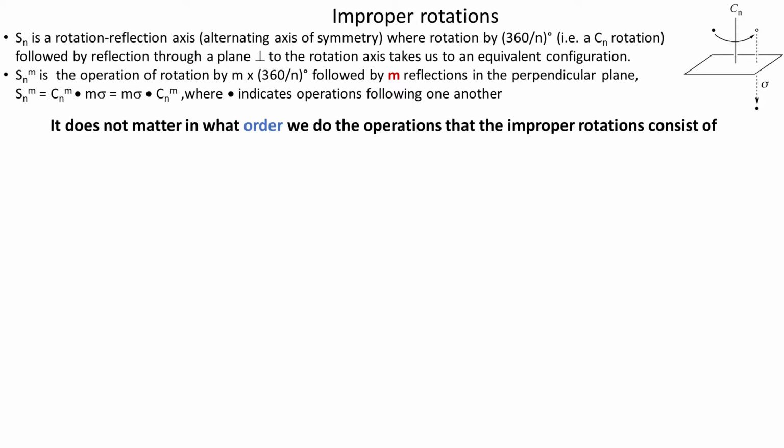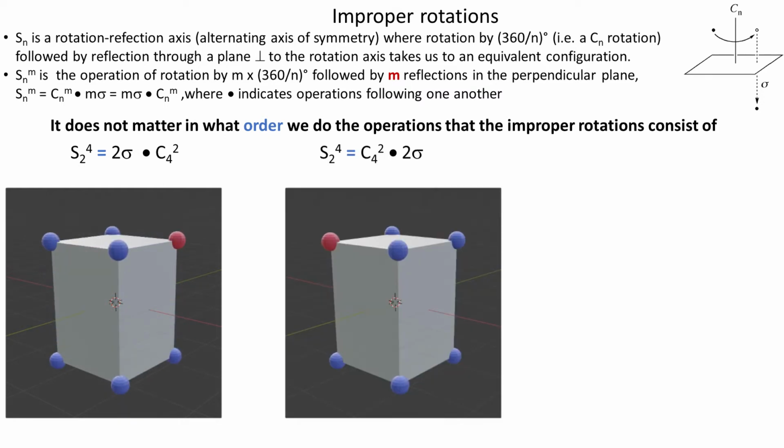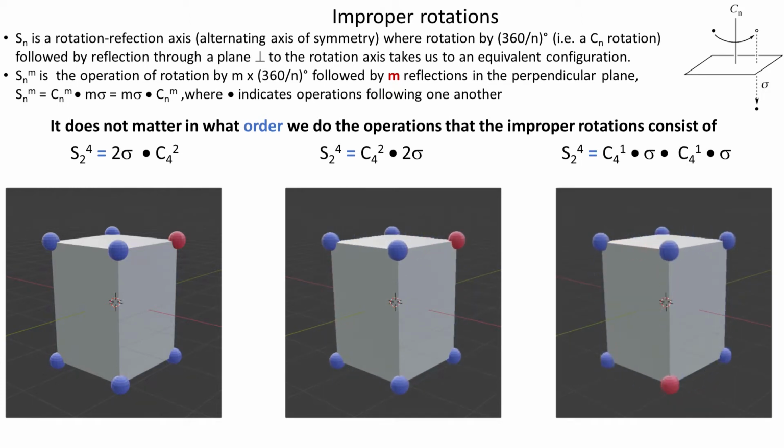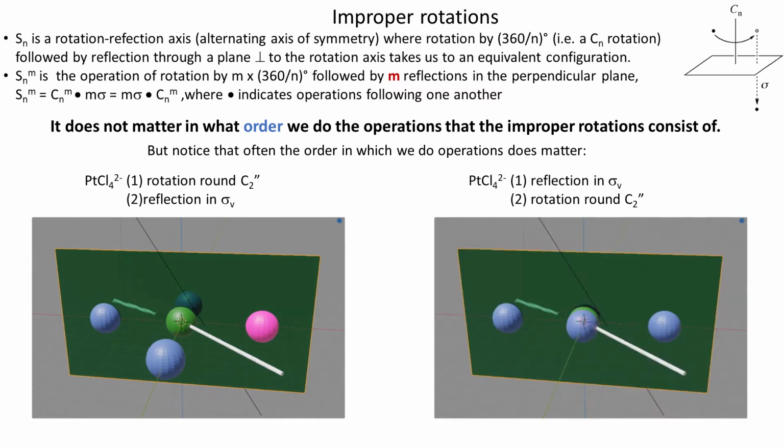It doesn't matter in what order we do the operations that the improper rotation consists of. Rotation first, followed by the reflections, or the other way around. Or if we do it stepwise, rotation, reflection, rotation, reflection, we always get the same result. And you might say that what we have just shown is obvious, and it is, but please notice that often when we take some arbitrary two operations and do one after the other, the result is not equal to what we would get if we did the operations the other way around.